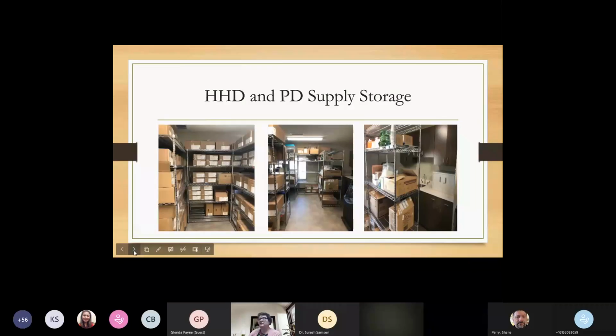This is just a picture of the HHD and PD supply and storage area. There are specific requirements on how you store supplies for patients and where you keep them. And this is just a way to demonstrate, this is approximately 100 square feet, and how we have organized it to benefit the storage of supplies.